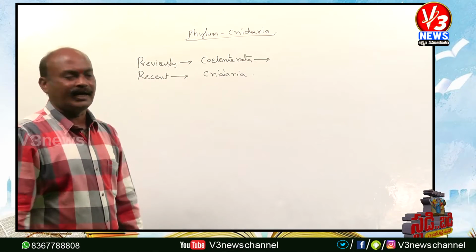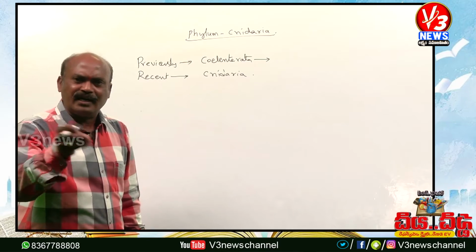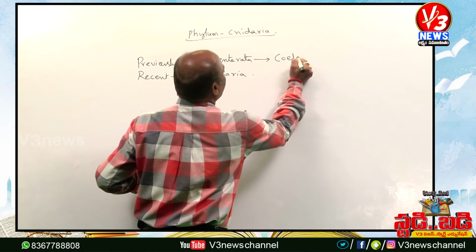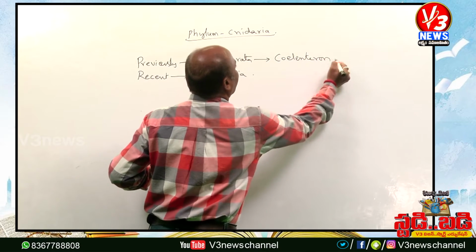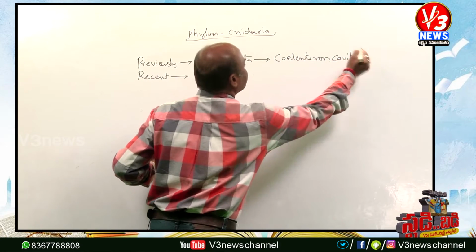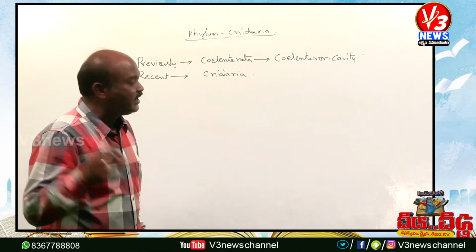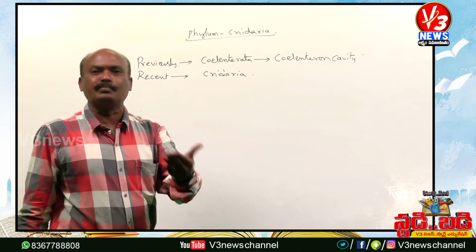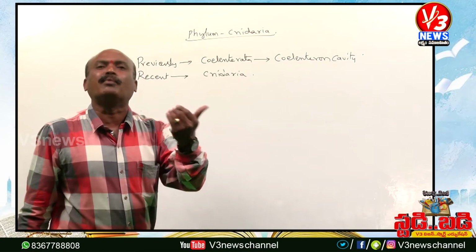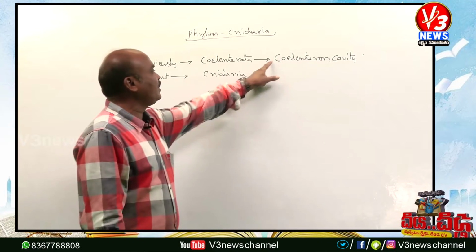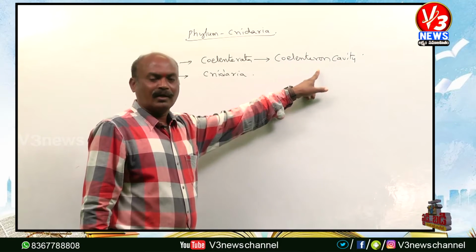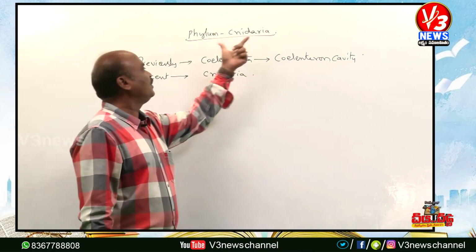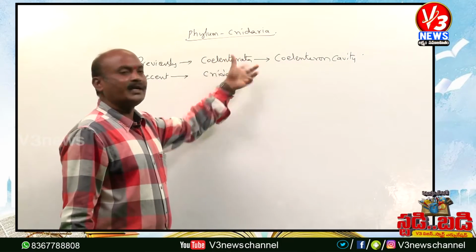Coelenterata. The name comes from the presence of the coelenteron cavity. "Coel" means cavity and "enteron" means to bear, so they bear a body cavity. That body cavity is the coelenteron. So the presence of the coelenteron cavity is why the group is named Coelenterata.